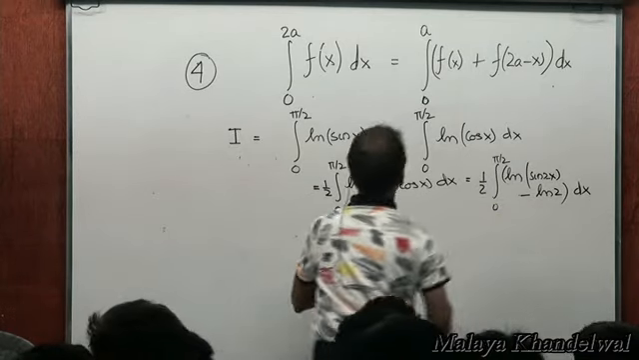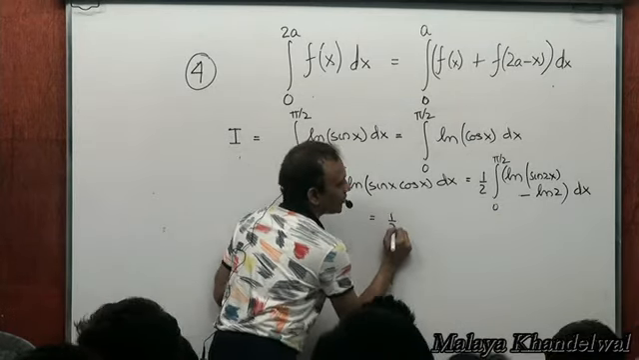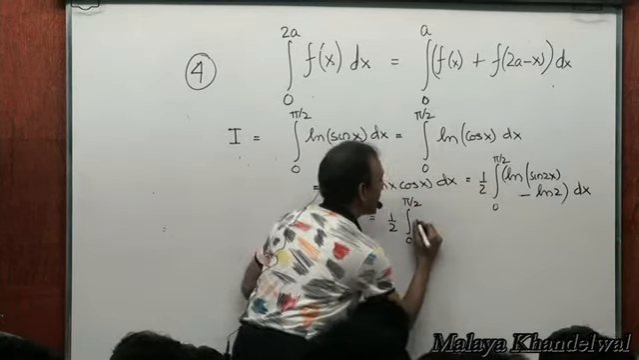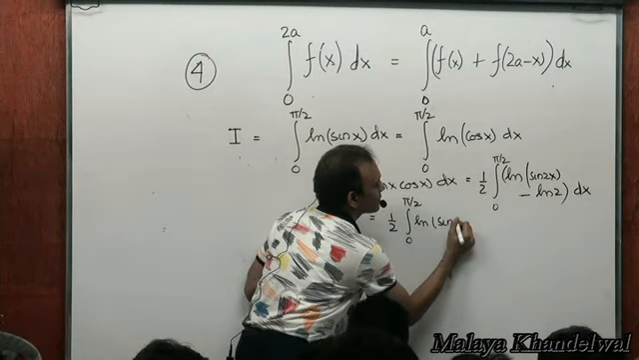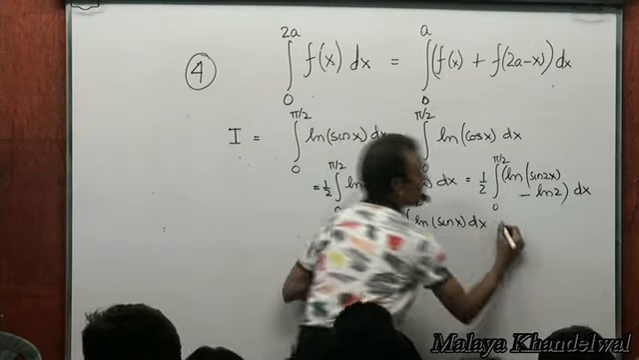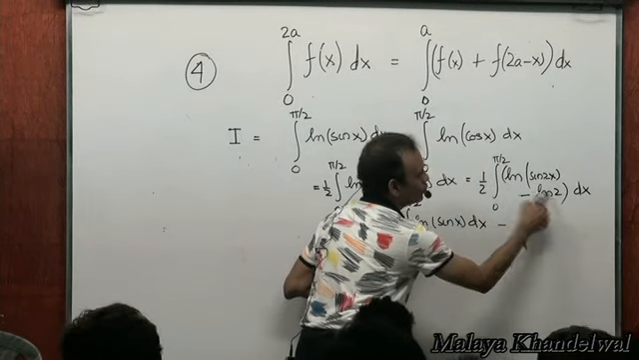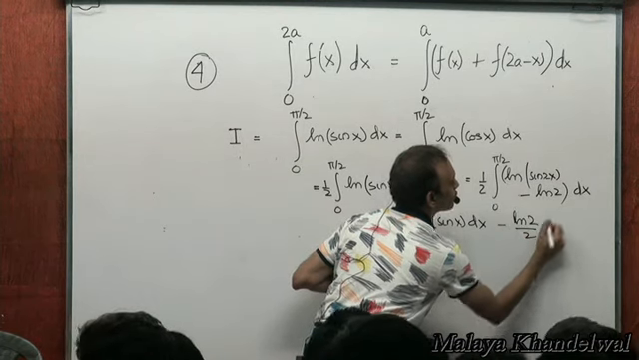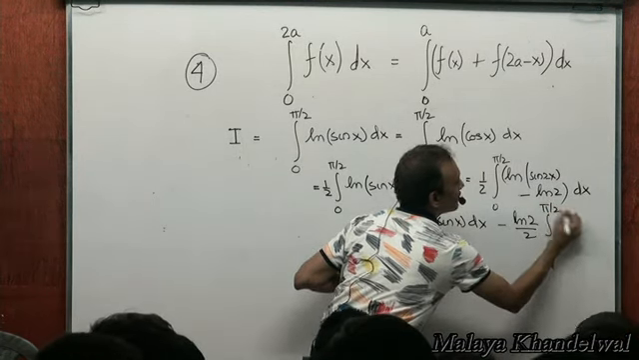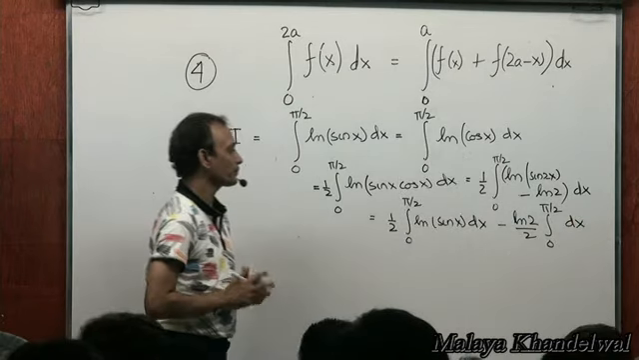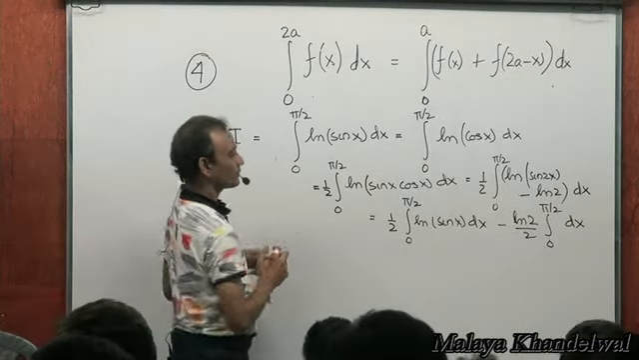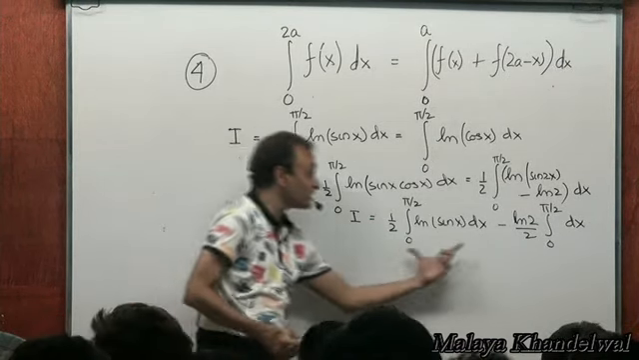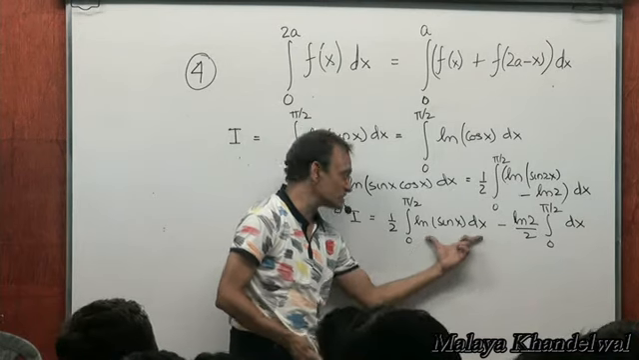Oh, so this then turns out to be half of the integral from 0 to pi by 2 of ln sin x dx minus half ln 2 times the integral from 0 to pi by 2 of dx, right? And this is I, the original integral that we started with. And realize, what is this? I by 2. This is I by 2.